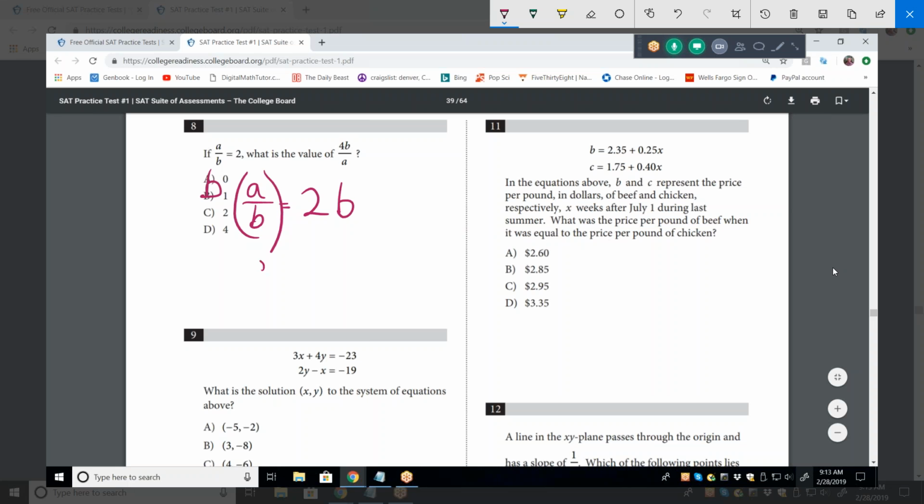So A equals 2B. Now, let's do that expression. And what do you got? You got 4B over A, but A is 2B. So what's the answer? 2. Yeah.